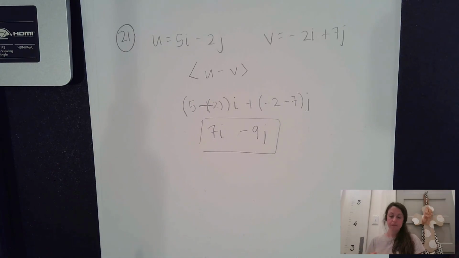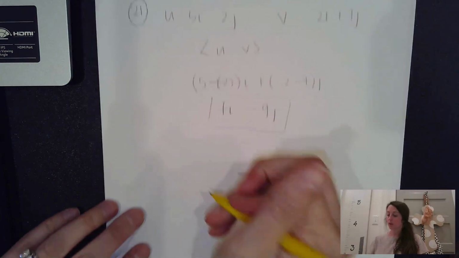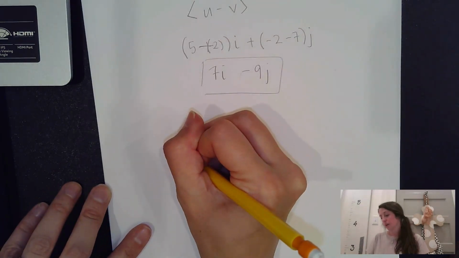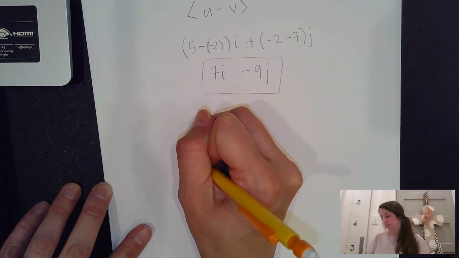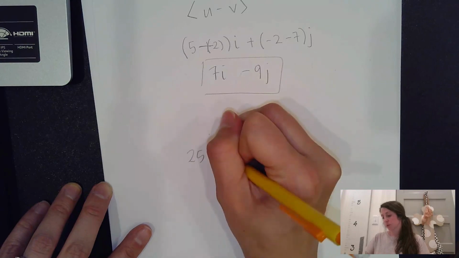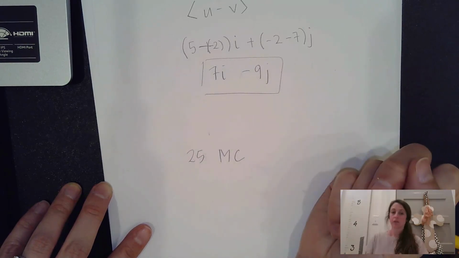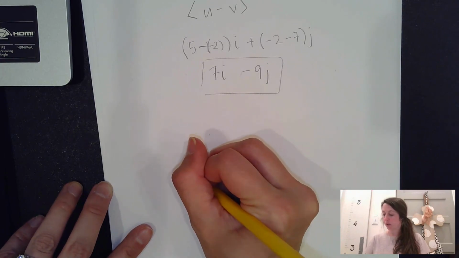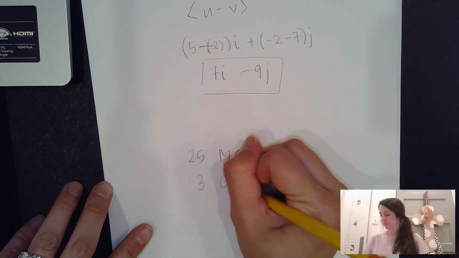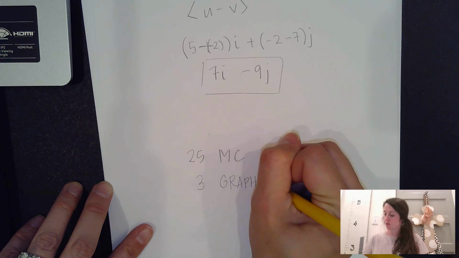So you will have about 25 multiple choice questions on your final, and then you're going to have about 3 graphing. So just know how to graph.